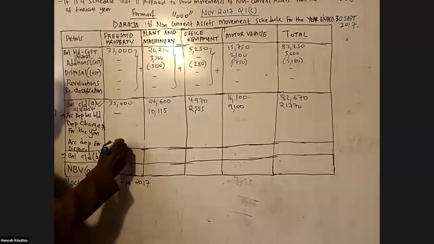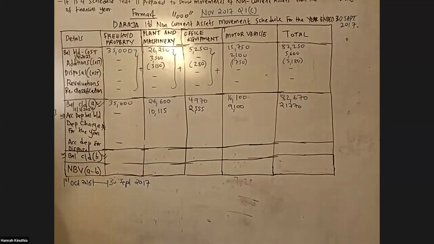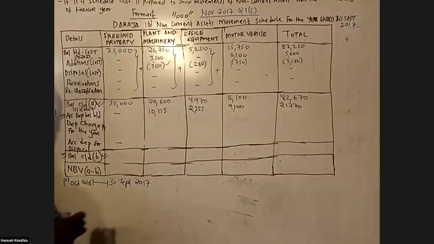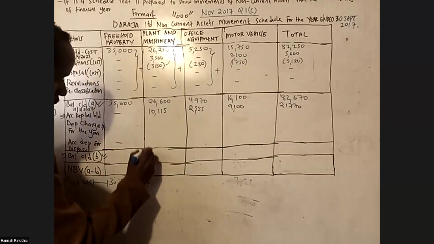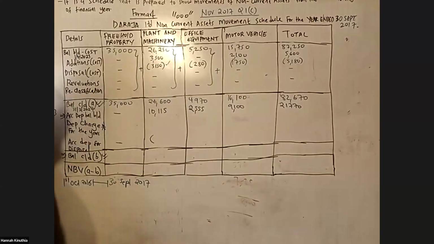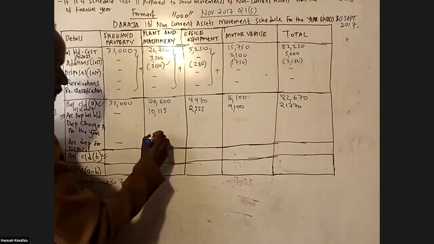Now, the first one, there was no disposal for freehold, so you are enough. Did we have a disposal for plant? Yes, we had a disposal for this one. We need to compute that one disposal. Now, for machinery ni ngapi? Accumulated depreciation for machinery? Pale chini, information number 2. 350.